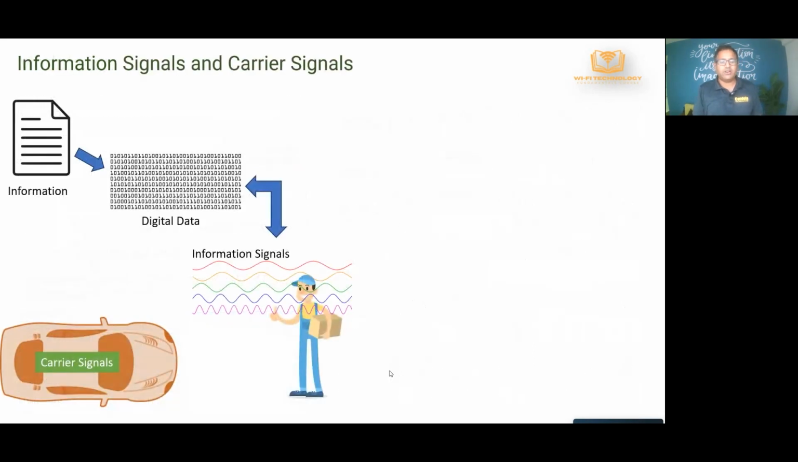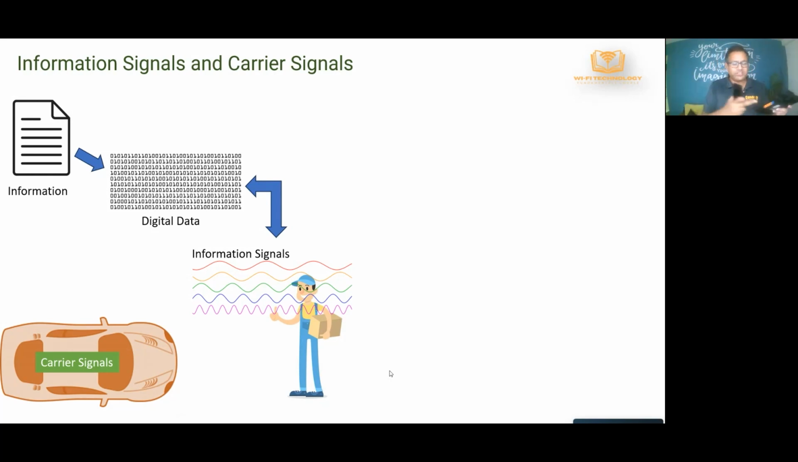Okay, so now we said, fine, we have information and we have digitized it in the form of ones and zeros. We said, okay, we have waveforms, signals on which we can transmit ones and zeros. So those signals are called information signals. That's great. So we have the information signals. But now, how are we going to send the information signals from here to here?